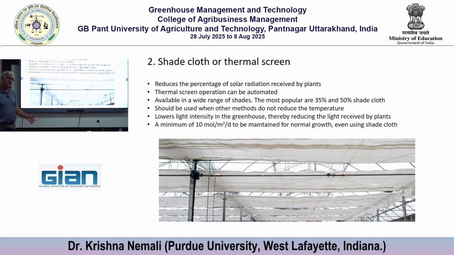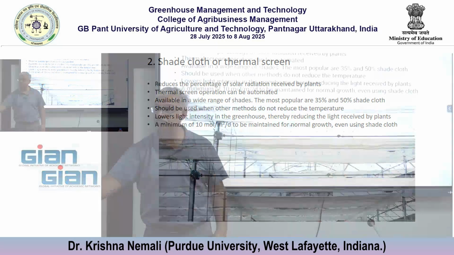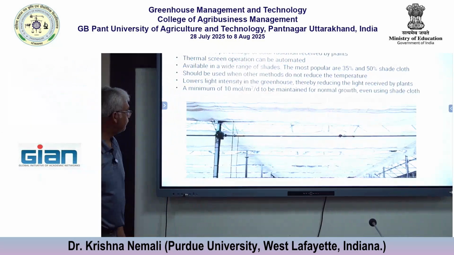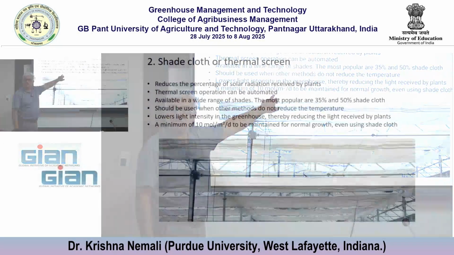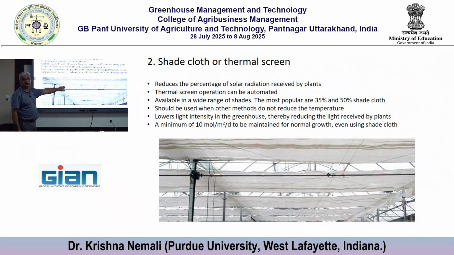Completely automated. But there are also systems where you roll shade cloth manually and bring it down. You can also do that, okay? But again, this number is important. Try to at least maintain 10 moles per meter square per day, even with a shade cloth, so plants have some light to grow.